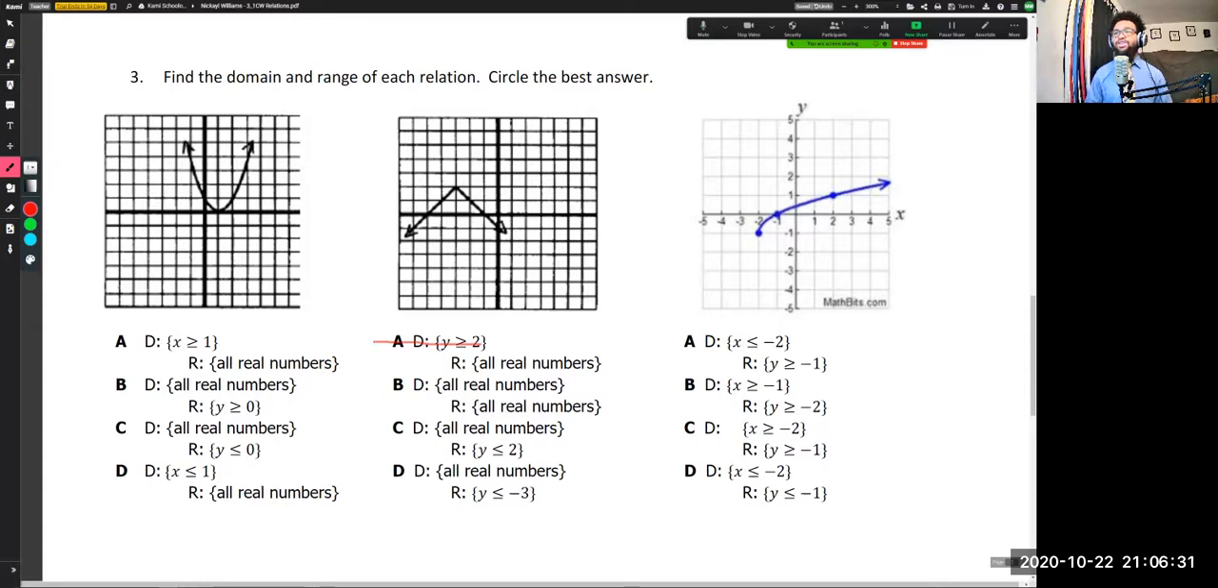So here is where we're going to look at the range. For the range, we're going to go from bottom to top. And if our arrows are pointing in two different areas, then it's all real numbers. They aren't pointing in two different directions. They're both pointed down, so we can cross out anything that has our range being all real numbers. And so that lets us get rid of B because it has a range as all real numbers. And now we don't really even have to think about it too much because for C, it's saying our range is Y is less than or equal to 2. And then D is saying Y is less than or equal to 3.